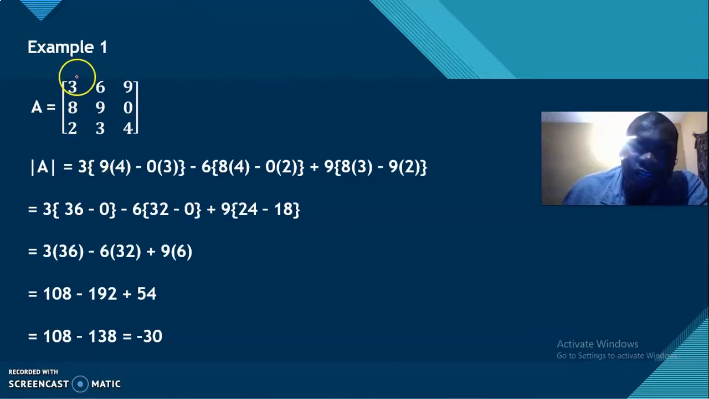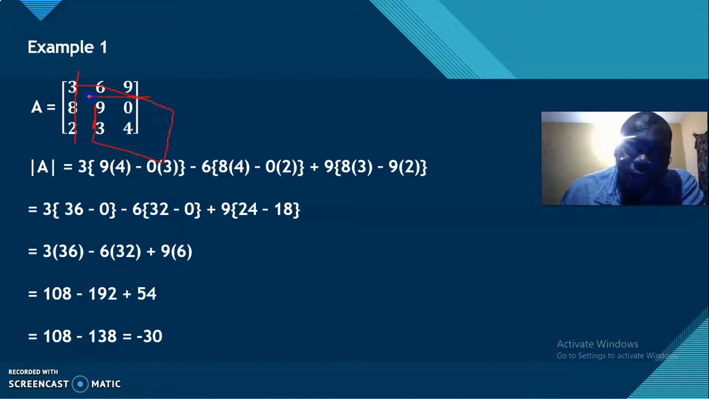Like I said earlier, once we pick this first element, the 3, we open brackets. We will now make the column of 3 invisible and the row of 3 also invisible. So we now have this 2 by 2 matrix, because for us to get determinants, we have to convert it to a 2 by 2 matrix.